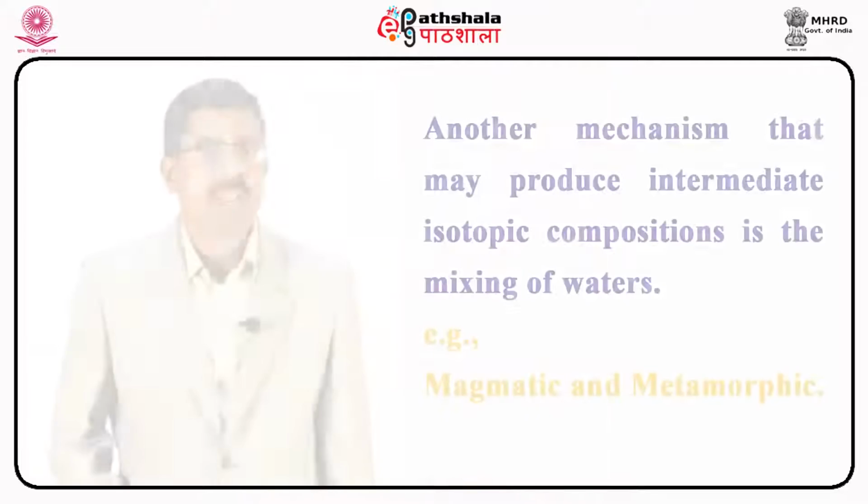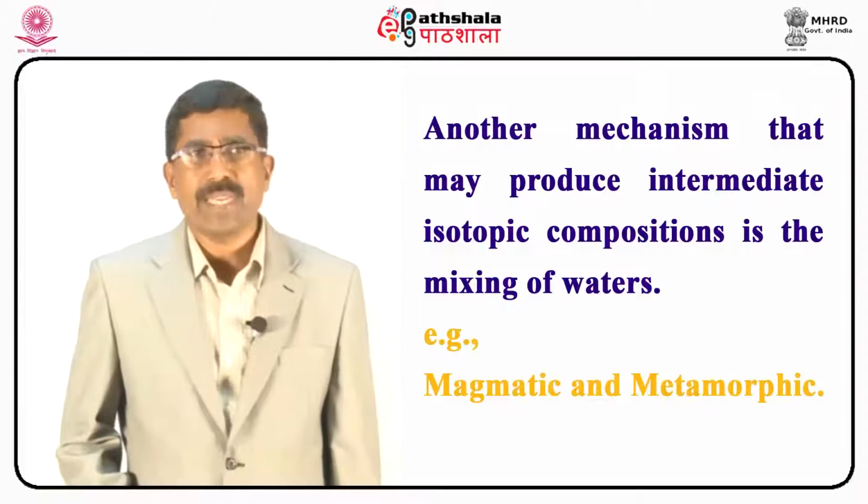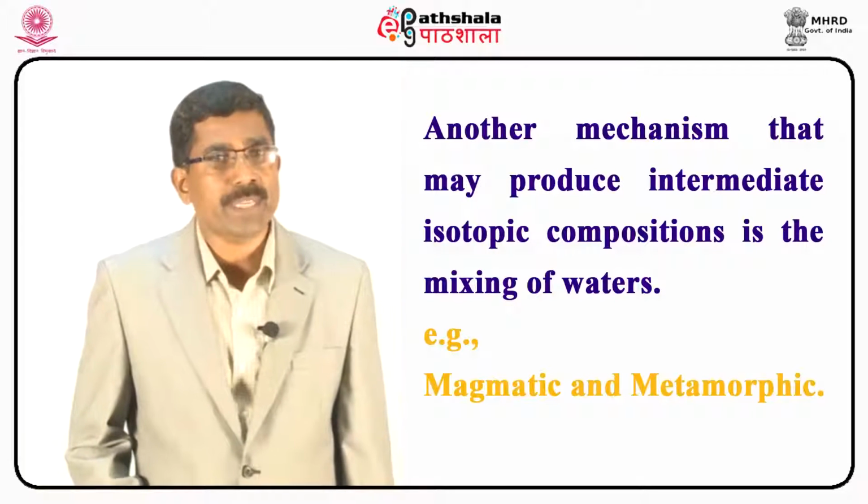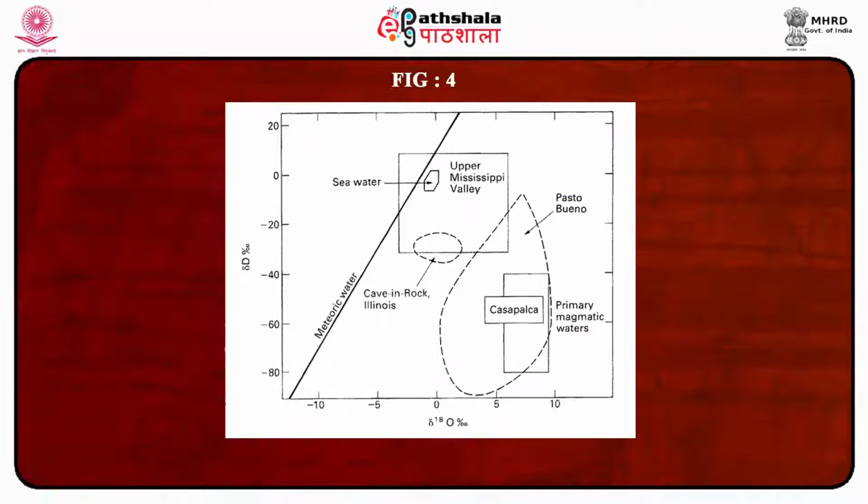Water produced by dehydration of minerals during metamorphism may once have been meteoric water, but subsurface rock-water reactions may change the isotopic composition, and if these reactions are incomplete, then a range of isotopic compositions will result. Another mechanism that may produce intermediate isotopic composition is the mixing of water, for example magmatic and metamorphic. Examples of some hydrogen and oxygen isotopic studies are shown in figure 4.